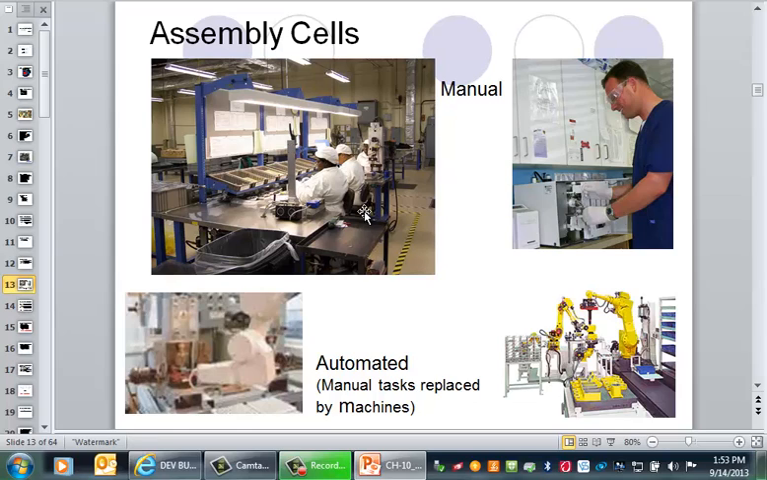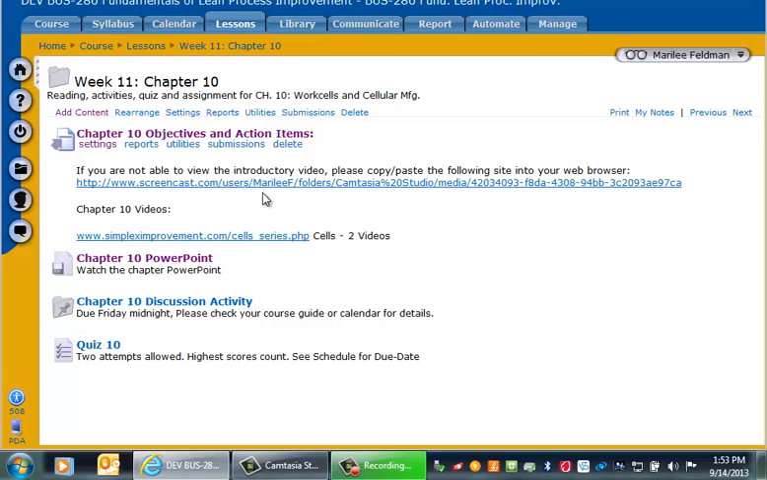And some cells are people, human cells, and others are automated. So for the automated ones, of course, as long as the equipment's working really well, the cycle time would be pretty stable. The takt time, though, would have to be altered based on how much production you need to make. So I'm going to now go to the page for Chapter 10.